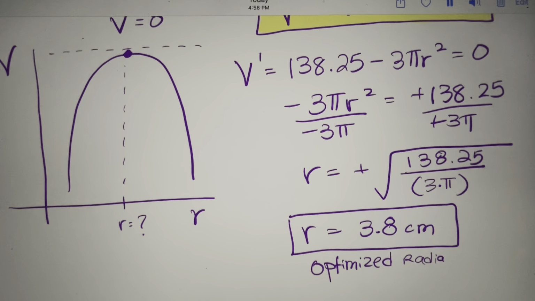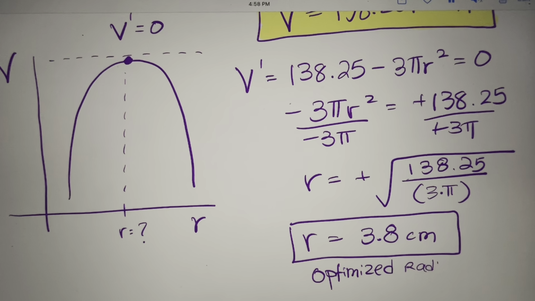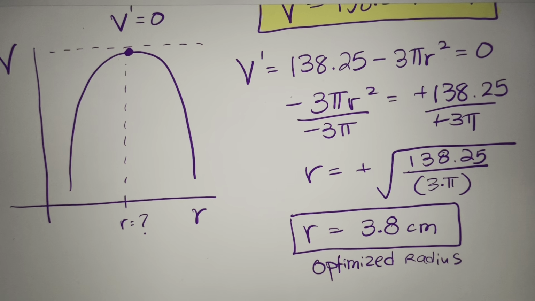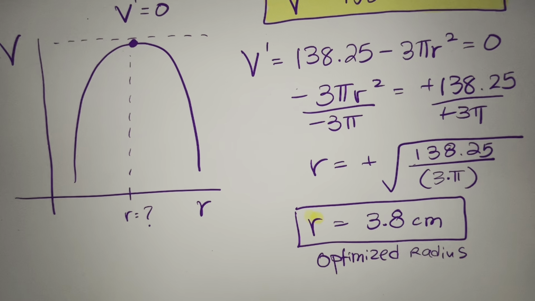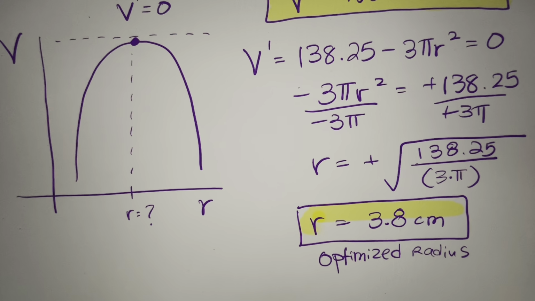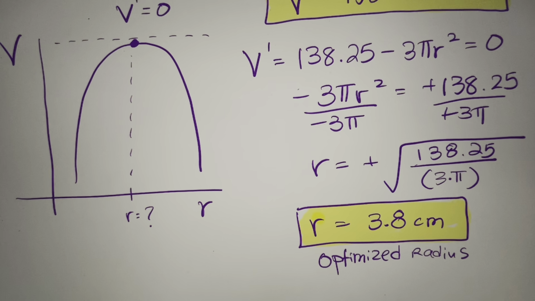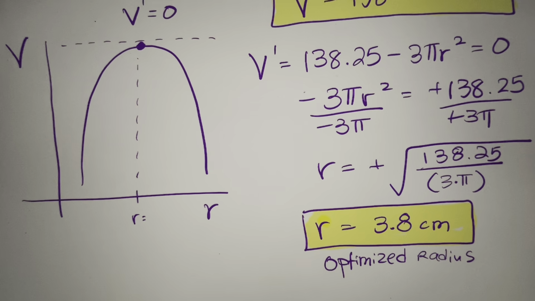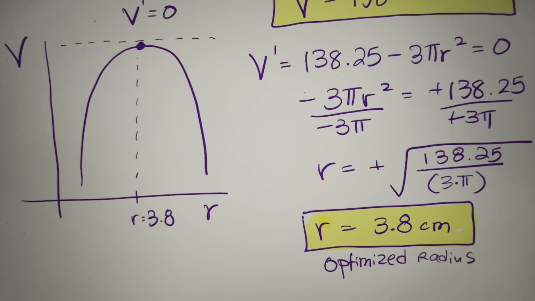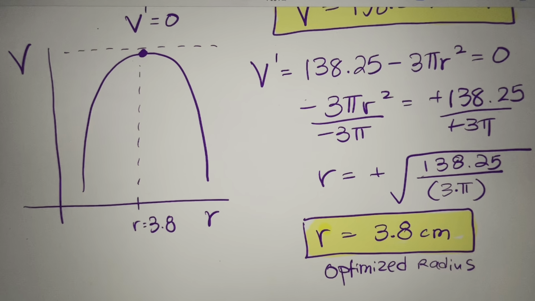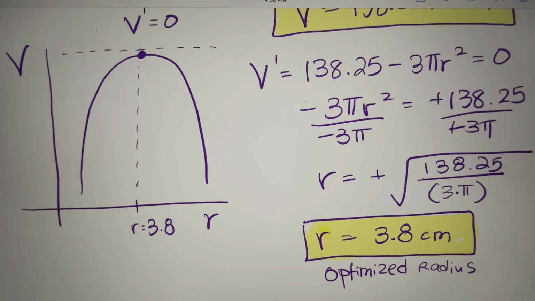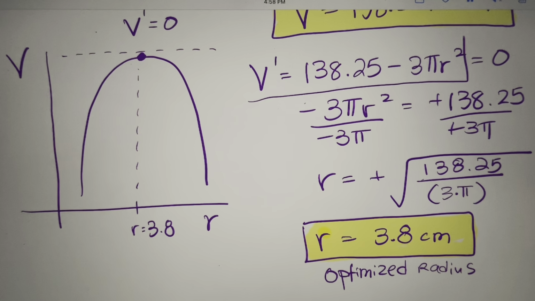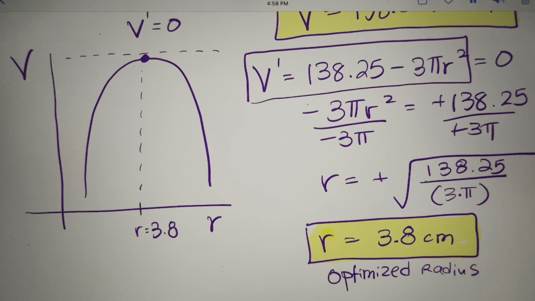I think that this is going to give me a maximum volume. Of course, in order to have a maximum volume at this critical value, what I'm saying here is I believe that this 3.8 will give me my maximum volume. What I'm going to do is make sure that the second derivative is in fact negative when my r value is 3.8.